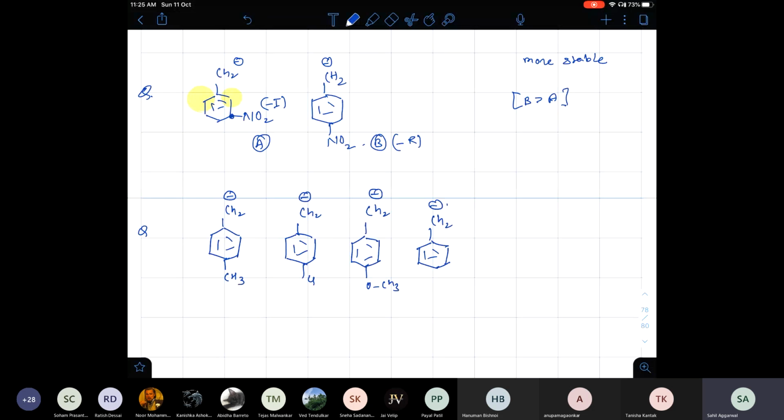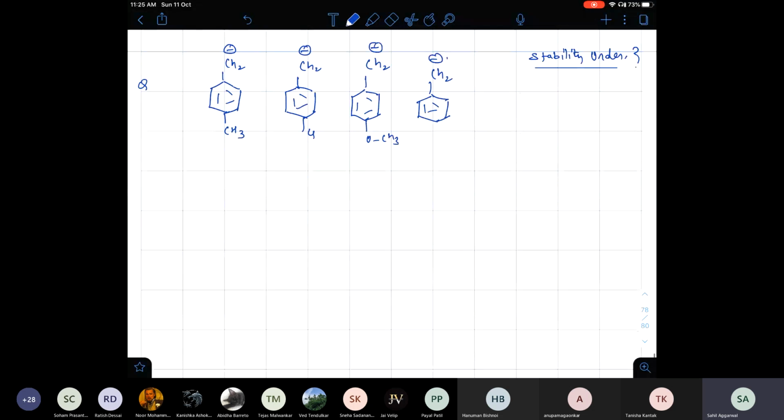What is the order of stability? All are anions. We'll see their effects only. This will show plus H. This will show minus I. This will show plus R. This will be your reference. It will be maximum stable.